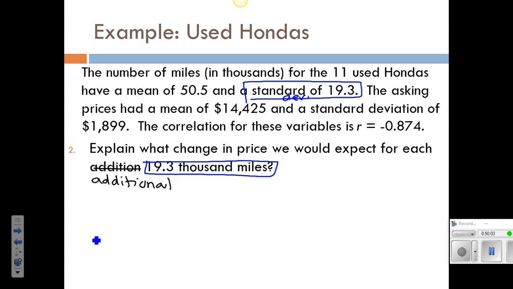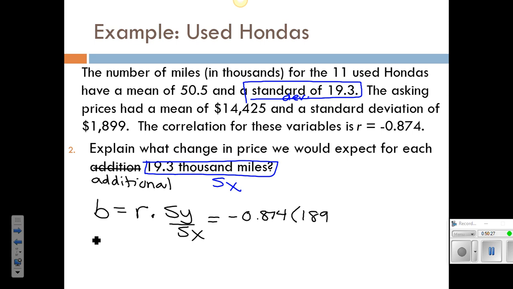This sounds like s of x, right? Which one dealt with s of x, b or a? Slope or the y-intercept? B. Well, b was r times what? s of y over what? Which was equal to what? That's negative 0.874 times 1899. And isn't that technically all divided by 19.3? You guys see that? That's technically all divided by that.